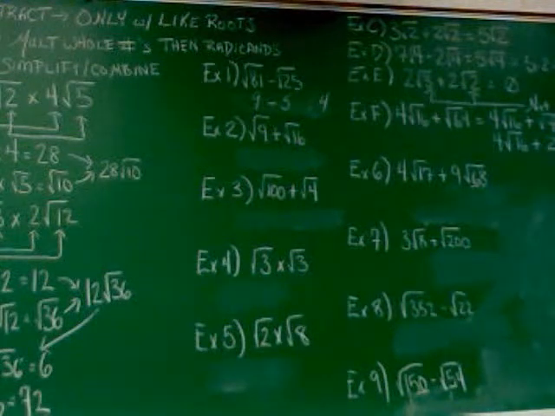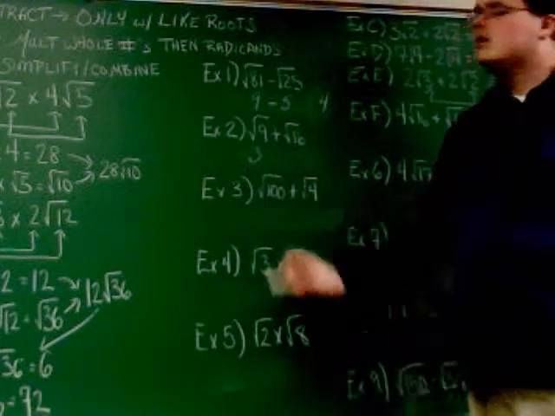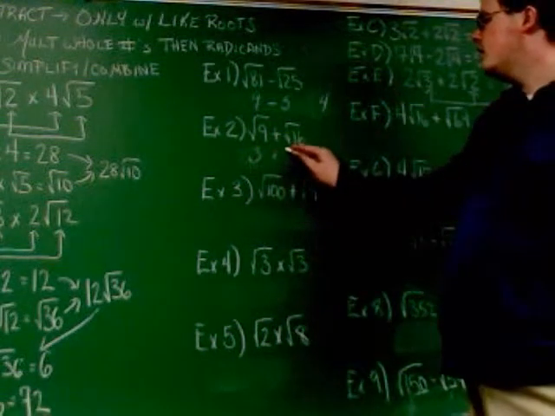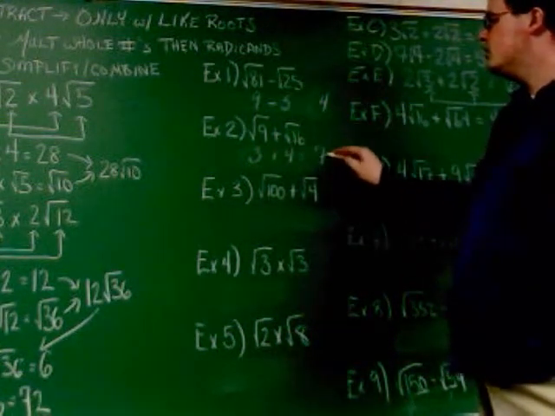All right, next one. Square root of 9 plus the square root of 16. All right, square root of 9. Corey? 3. Square root of 16. Corey? 4. So I've got 3 plus 4 here, which is, of course, 7.